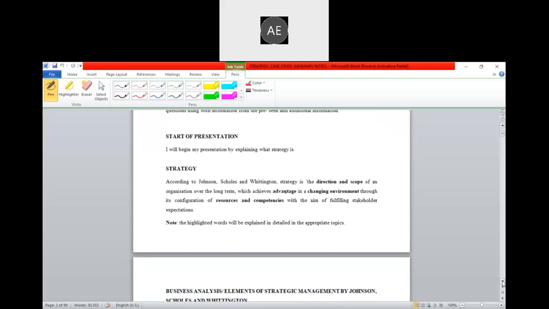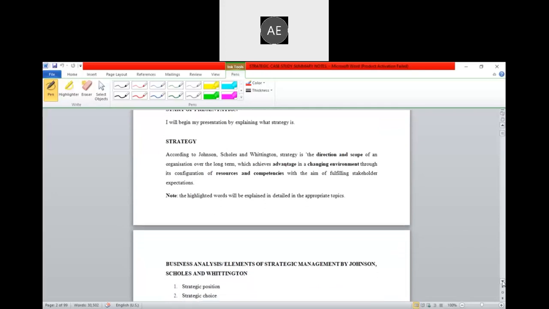I will start my presentation with what a strategy is. There are a lot of definitions of strategy, but I'll concentrate on the definition given by Johnson, Scholes, and Whittington because it considers most of the issues in strategy. So, according to Johnson, Scholes, and Whittington, strategy is the direction and scope. So the first one is what? Direction and scope. We'll talk about that.